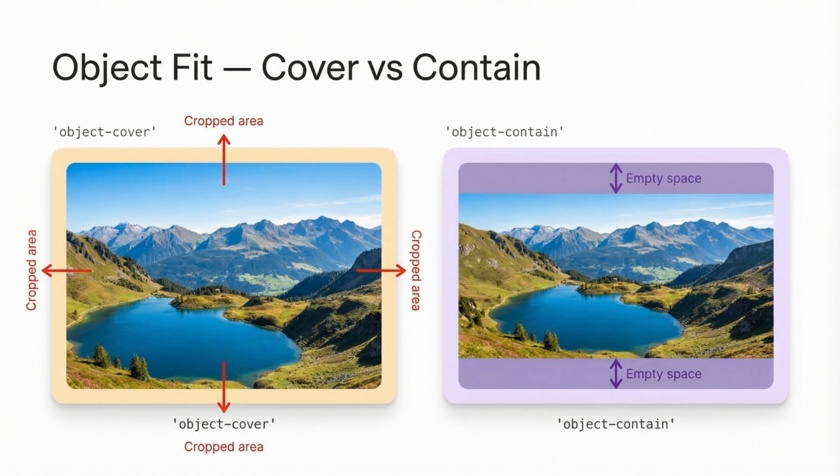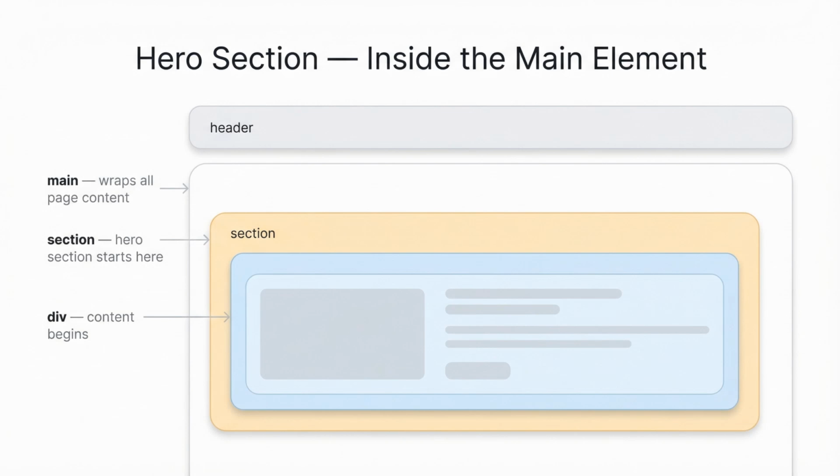No extra CSS needed. Object cover crops the image to fill the box. You can see the overflow is hidden. Object contain shrinks or fits the image so the entire thing is visible, which can leave gaps depending on the image's aspect ratio.